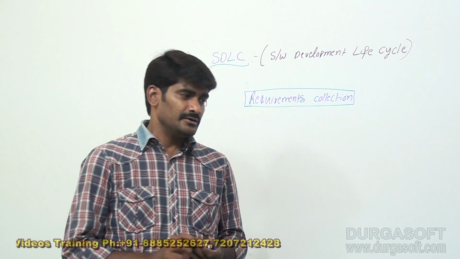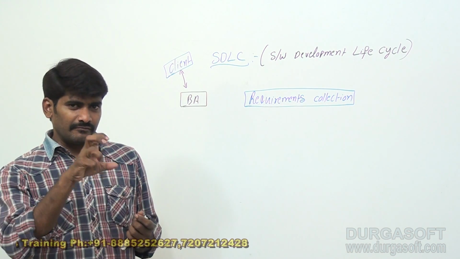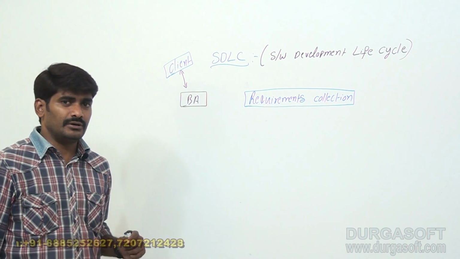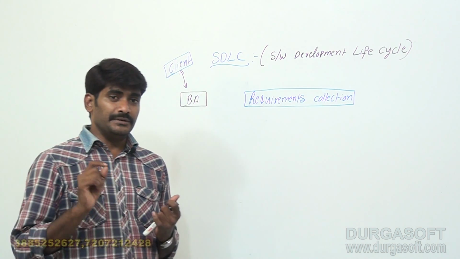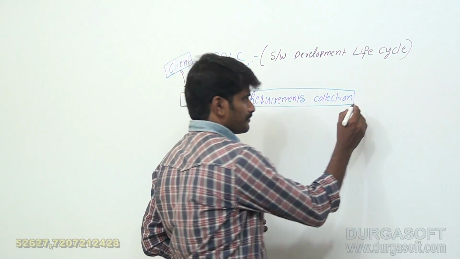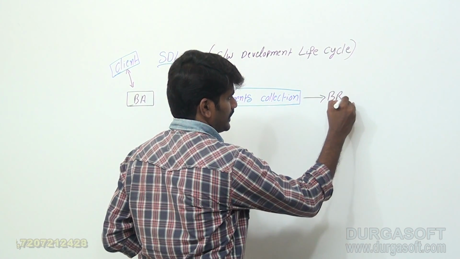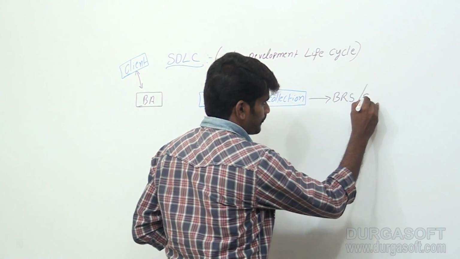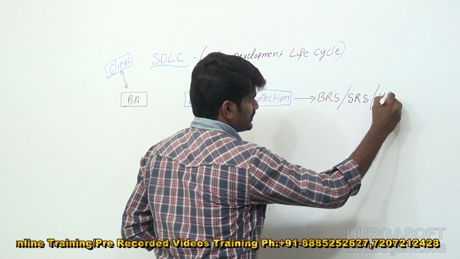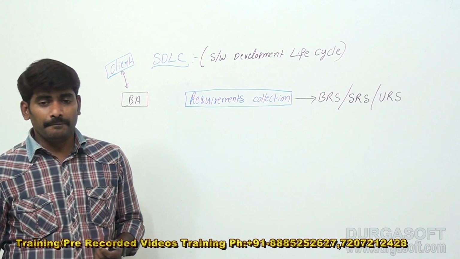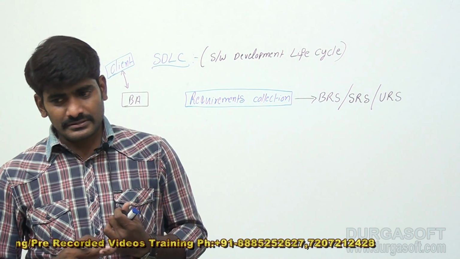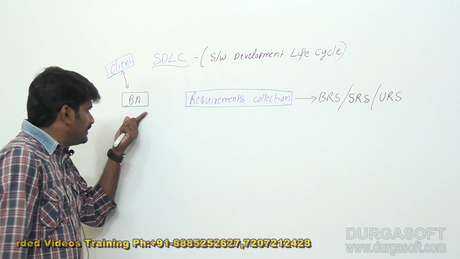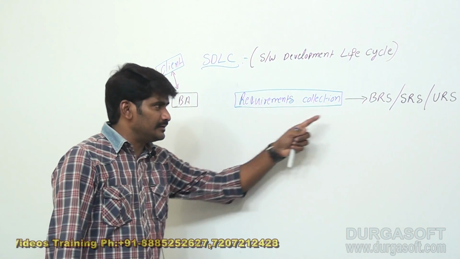Whatever data and requirements are collected from the client, the BA will make into a document. Those documents are called BRS, business requirement specification. Some companies call the same document SRS, and some call it URS. BRS means business requirement specification, URS means user requirement specification, and SRS means system or software requirement specification. So the BA will interact with the client and make the gathered data into a BRS, SRS or URS.